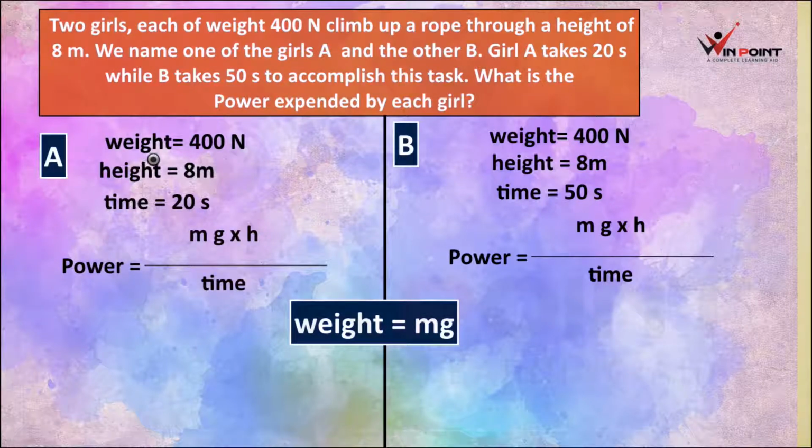In this question, they have given the value of weight, so that will be mg. What is the height? 8 meter. What's the time? 20 seconds. All the values are there now. Now we can substitute those values in this equation.